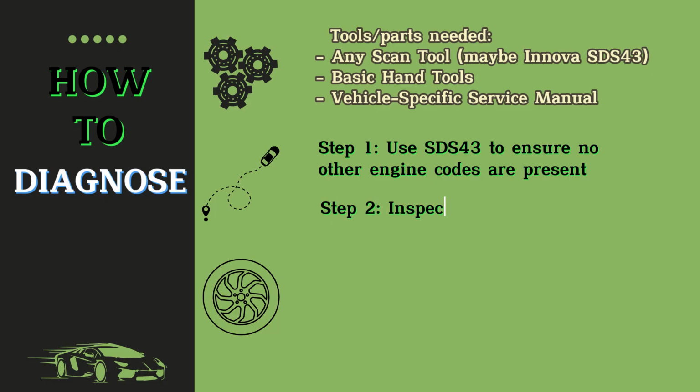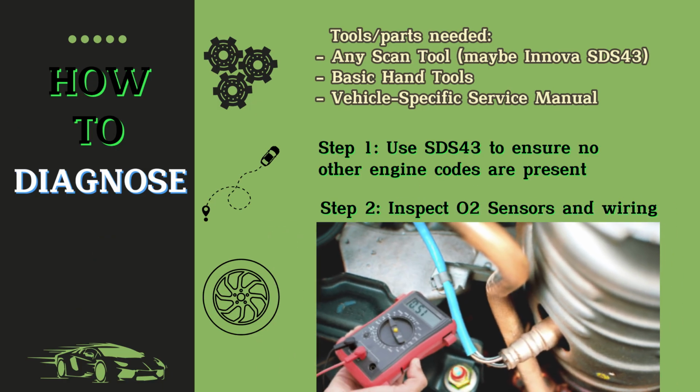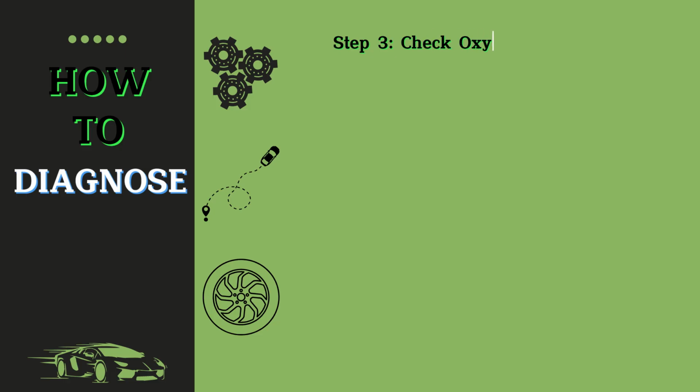Step 2. Inspect O2 sensors and wiring. Visually check the electrical connections, wire harness, and metal tabs in terminals for any damages. If any damage is found, replace the oxygen sensor.